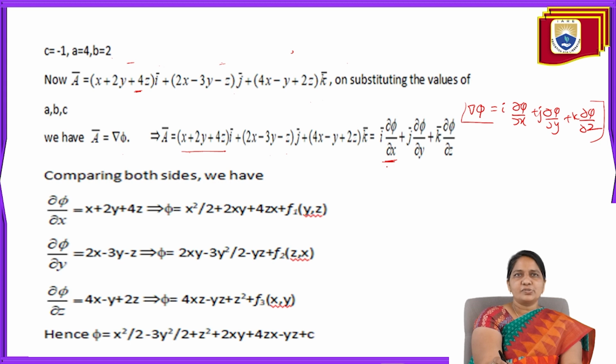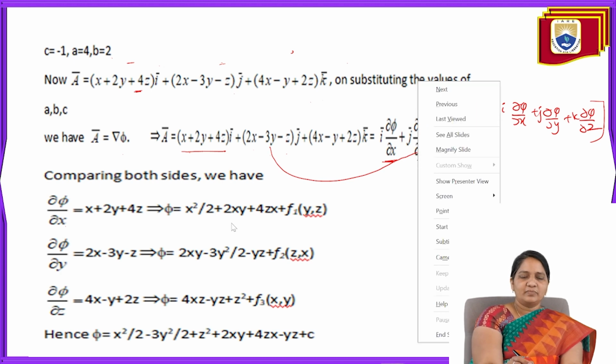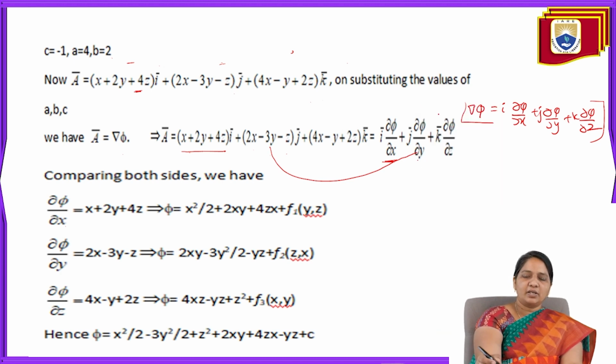Here the i coefficient is dou pi by dou x, so dou pi by dou x equals x plus 2y plus 4z. Next we are comparing the j coefficient: 2x minus 3y minus z is equal to dou pi by dou y. Next we are comparing the k coefficient, that is dou pi by dou z. Dou pi by dou z equals 4x minus y plus 2z.